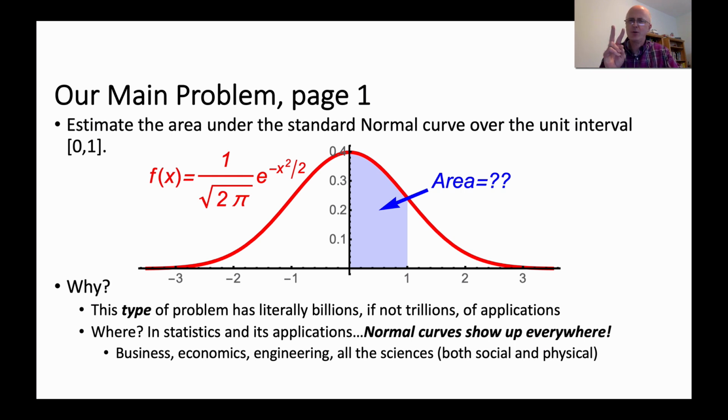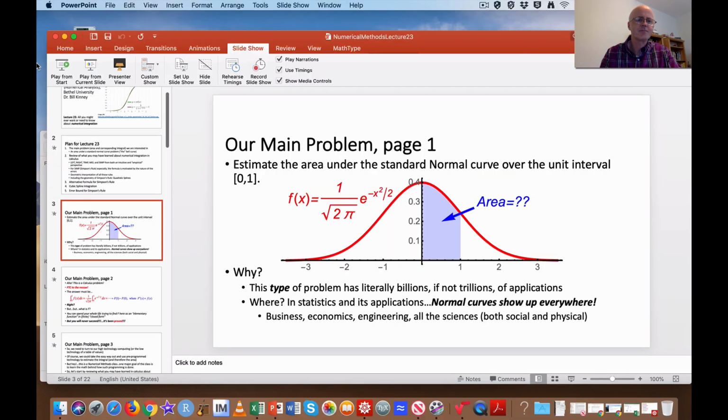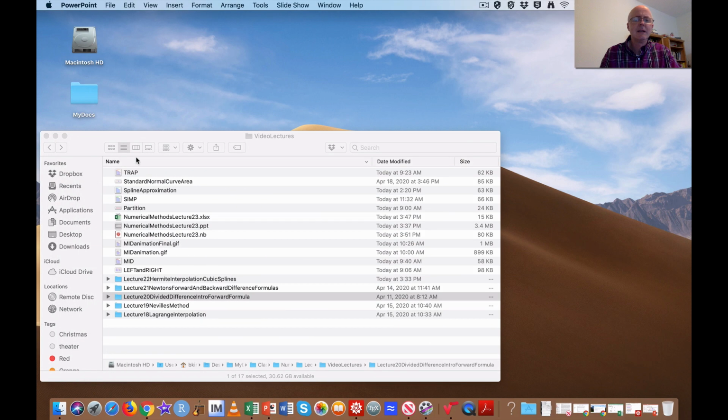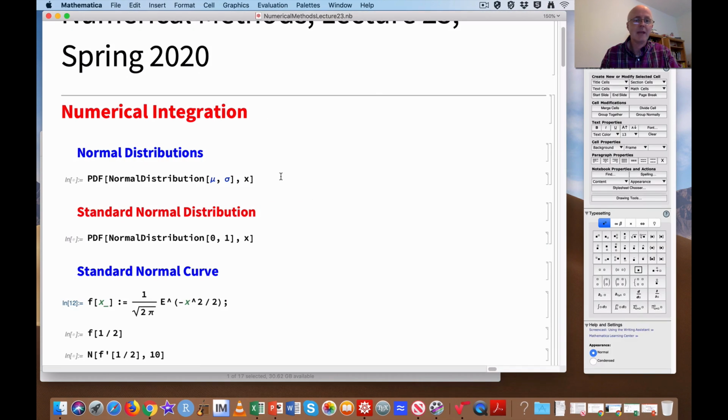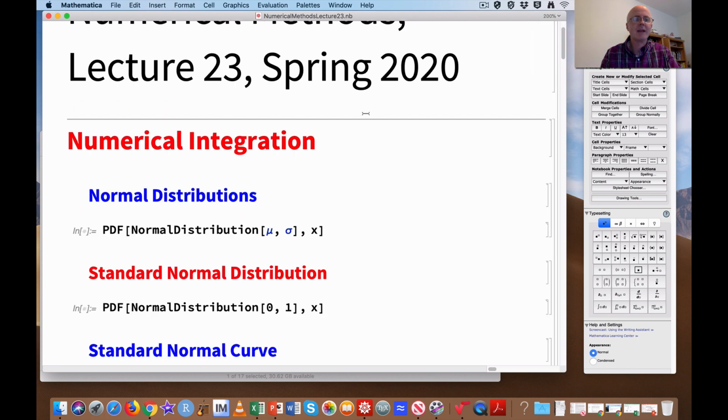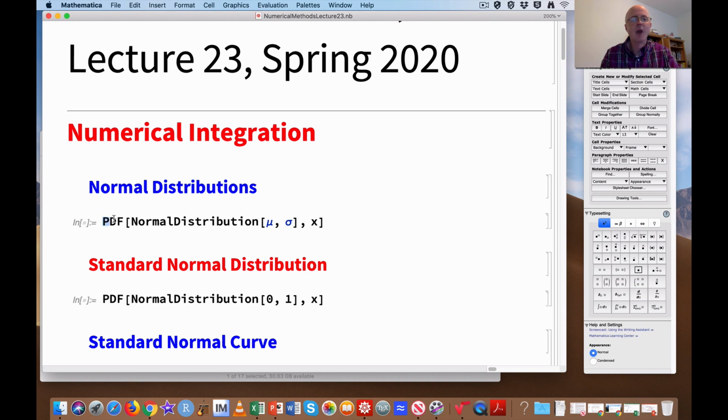I'm going to show you 2 kinds of technology in this lecture. I'm going to show you some Mathematica, and I'm going to show you some spreadsheet stuff. Most of you will be able to do the spreadsheet stuff. Not many will be able to do the Mathematica, but I think it's worth showing anyway, both for my students and others who it might be useful for. So one thing Mathematica can do is it can tell you the probability density function for a normal distribution with a mean of mu and a standard deviation of sigma.